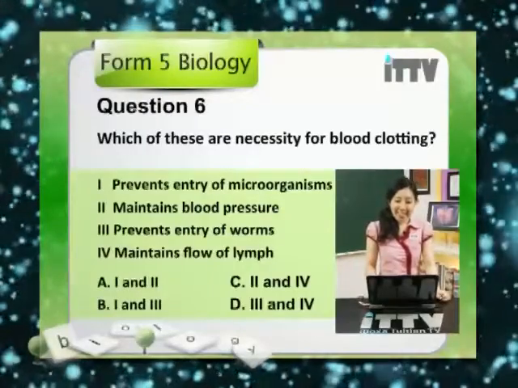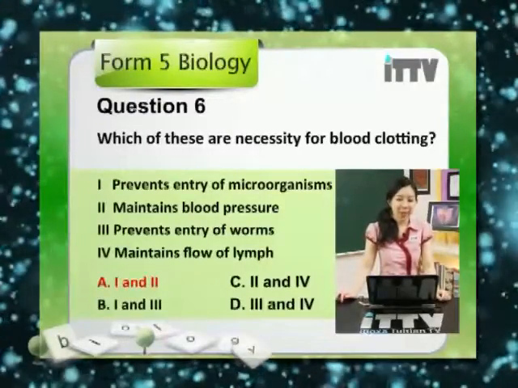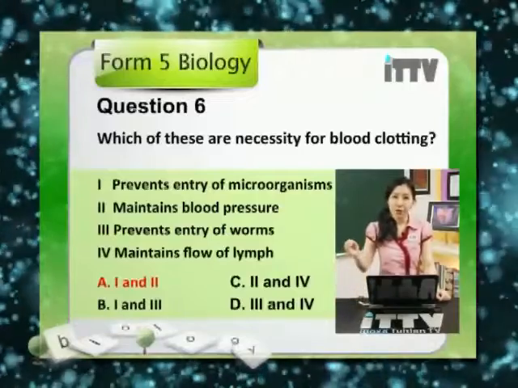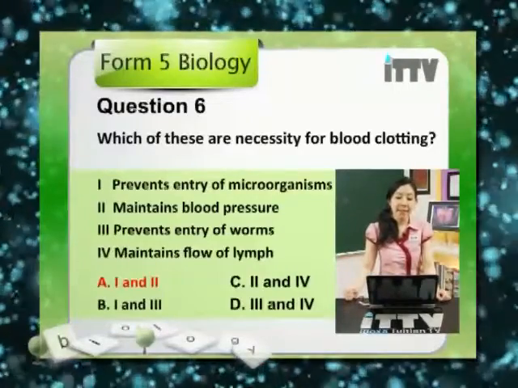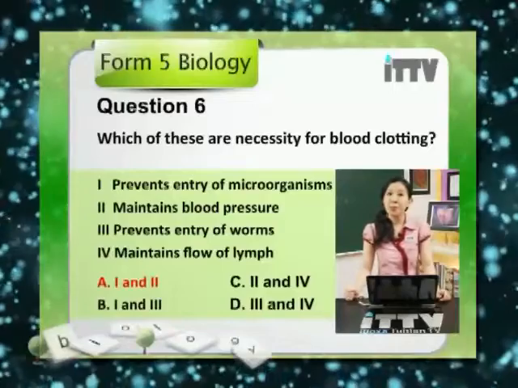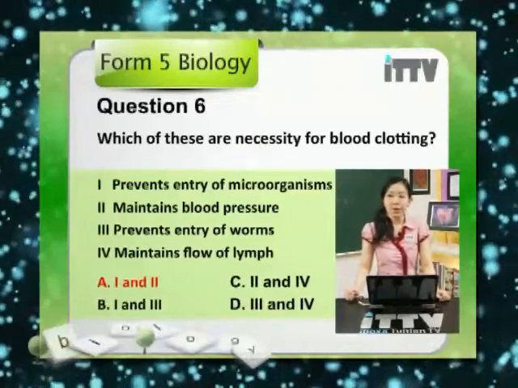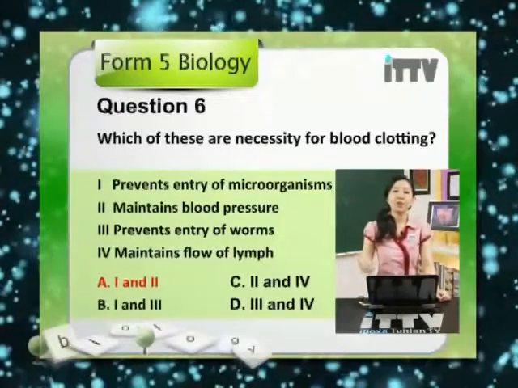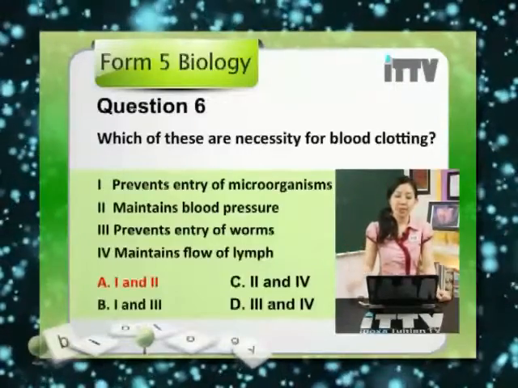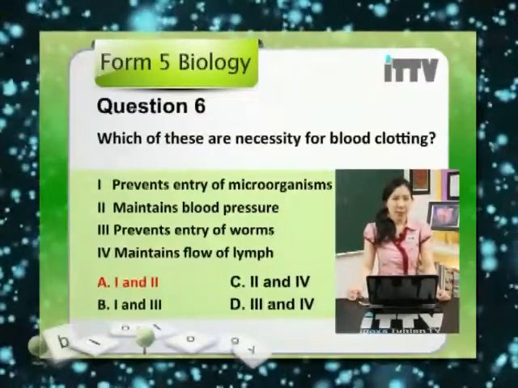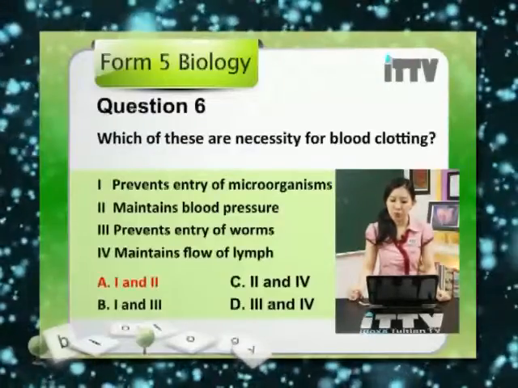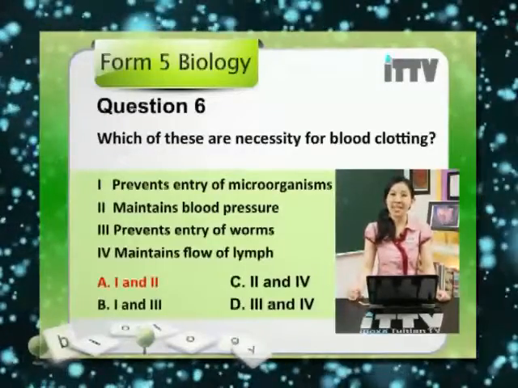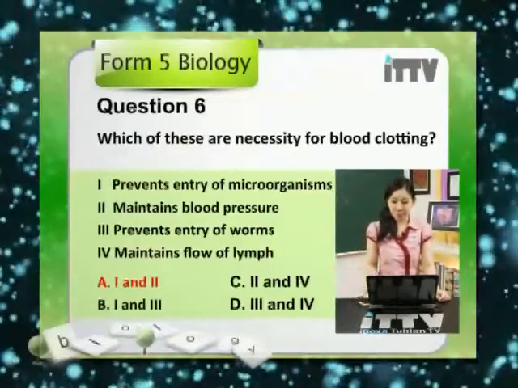Well, yes, you're right. The answer is option A, 1 and 2, to prevent the entry of microorganisms, and part 2, to maintain blood pressure, because if there is no blood clot, a lot of blood will be lost, thus reducing the blood pressure. Certainly, blood clotting doesn't prevent entry of worms, or maintain flow of lymph.